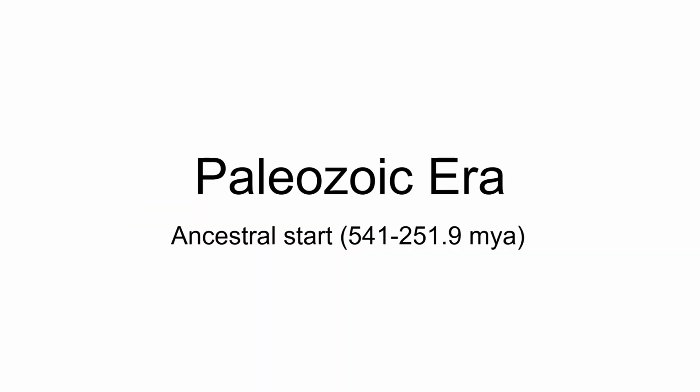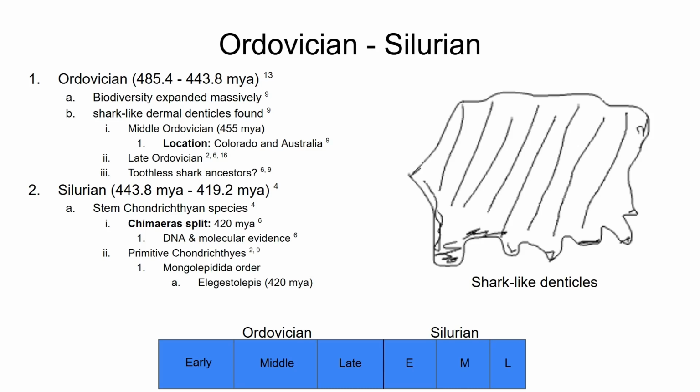Let us discover some Paleozoic fossils by starting with the Ordovician period. The Ordovician lasted from 485.4 to 443.8 million years ago. Did biodiversity increase during this period? What shark-related fossils did people discover?